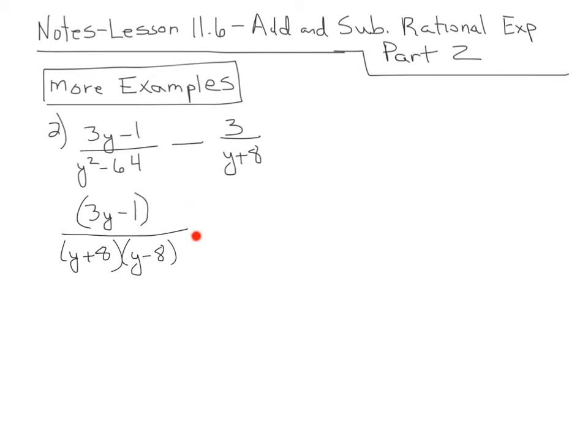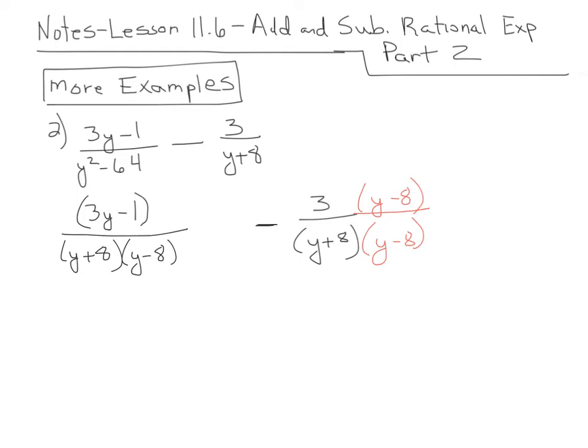Alright, leave a little space here because you'll possibly have to do something there when you get a common denominator. Then there's the minus, and then this cannot be factored, nor can this. So 3 over y plus 8. Alright, now we need a common denominator because we're subtracting. This has a y plus 8, so does this. This has a y minus 8, this one doesn't. So it needs a y minus 8, and it's very critical that you multiply not only the denominator but also the numerator.